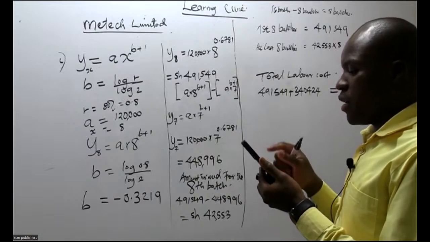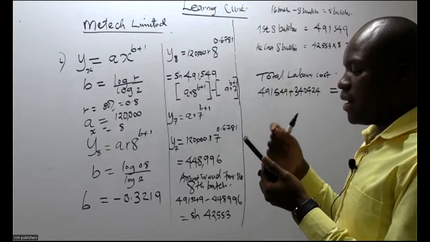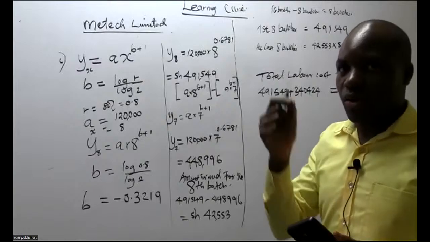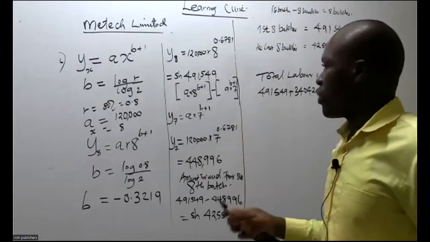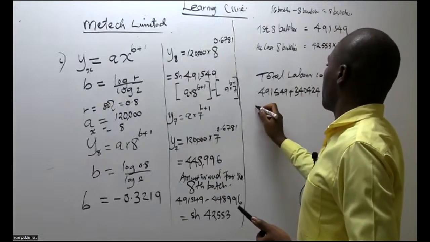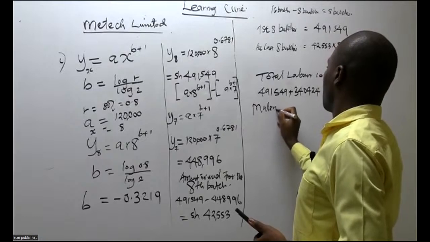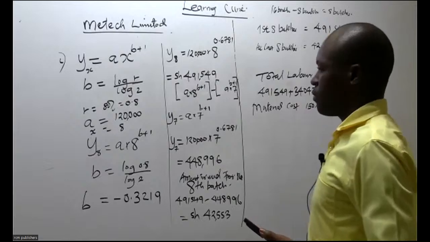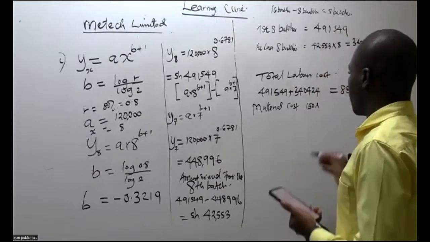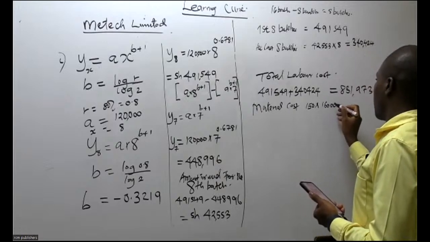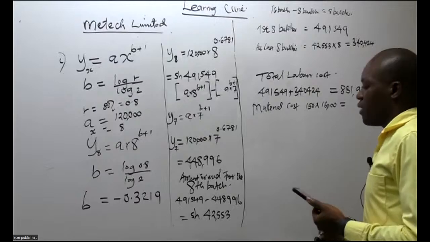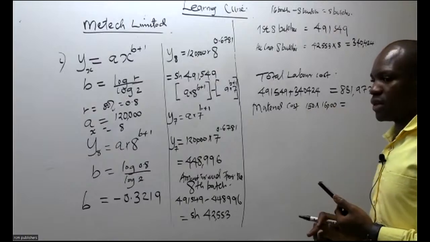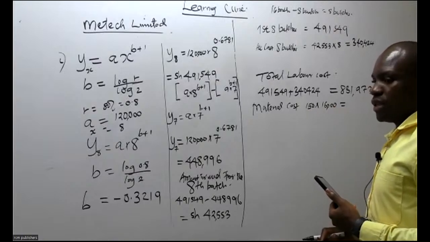Additional information number 1. The direct material and other non-labor related cost will be 150 per unit, not per batch. 150 shillings per unit. So this is total labor cost. Then material cost, we are told, is 150 shillings per unit. How many units do we have? We have a total of 16,000 units which were placed into batches. So how much will be our total material cost? Total material cost, 150 by 16,000.